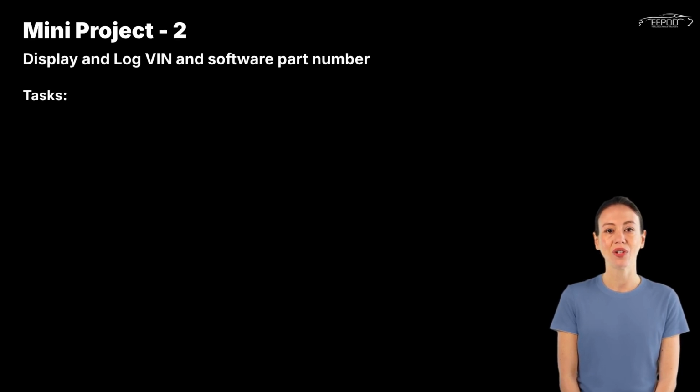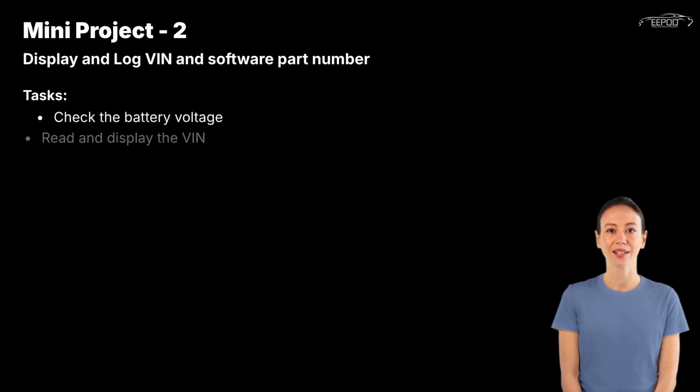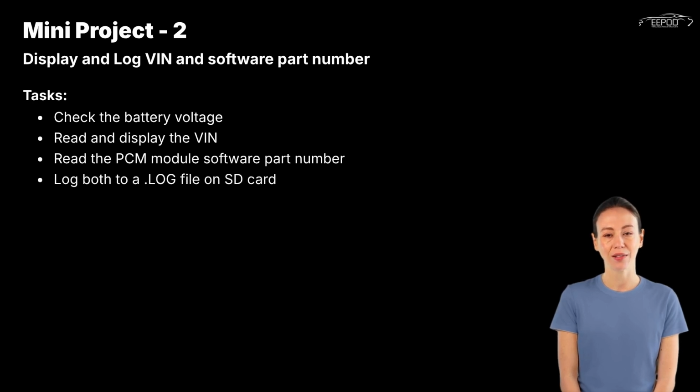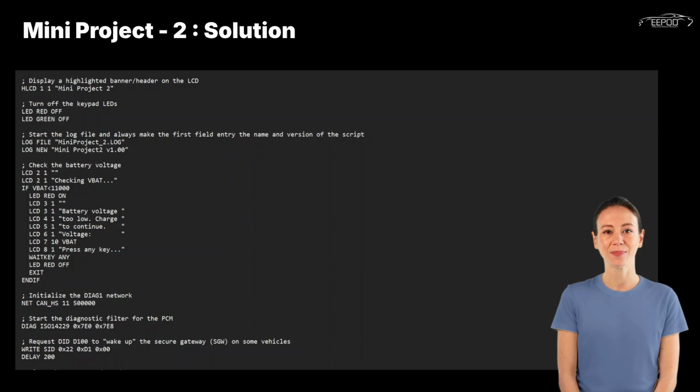All right, let's move on to mini project 2. In this project, we're going to check the battery voltage, read and display the VIN, read the PCM module's software part number, and log both to a log file on the SD card. Let's go through it line by line. First, we display a title using highlighted text, just to label the screen using the HLCD command.